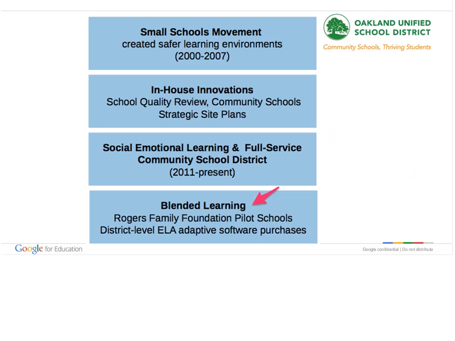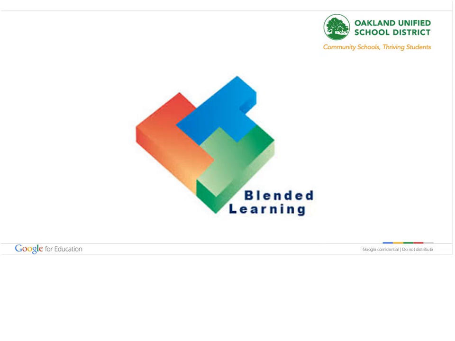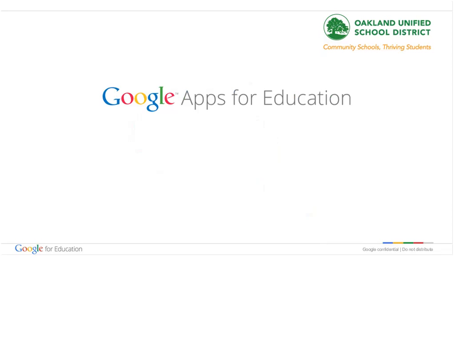So why have we improved? It's been through several initiatives over the last few years. We had a small schools movement, for instance. We've focused on social-emotional learning, and most recently we've focused on blended learning. With blended learning, we were able to increase student engagement and increase test scores and overall graduation rates. And our foundation for our blended learning is Google Apps.